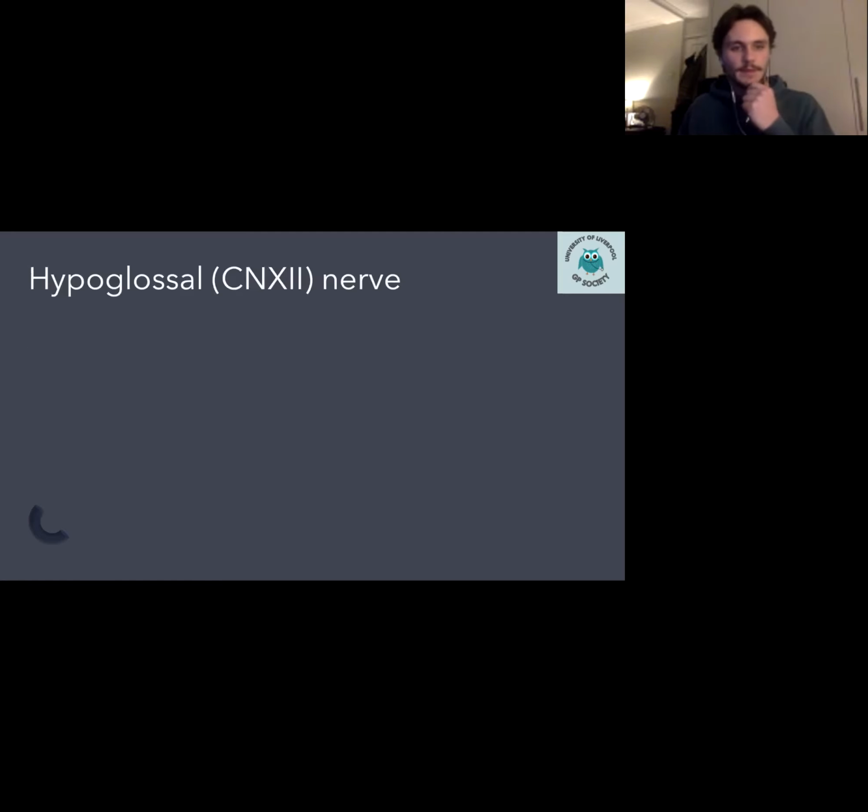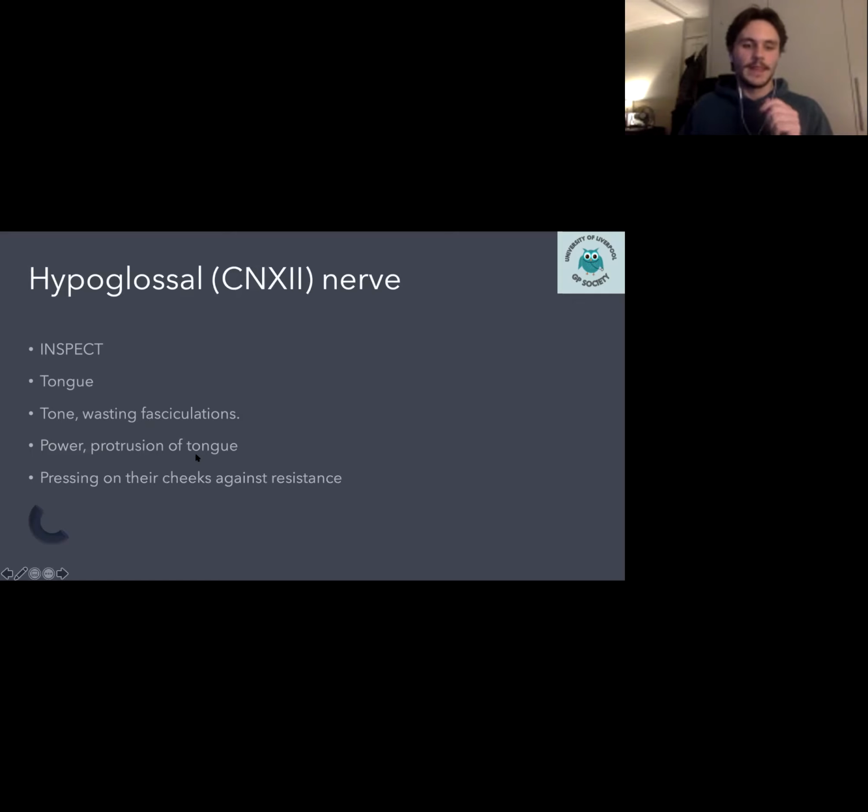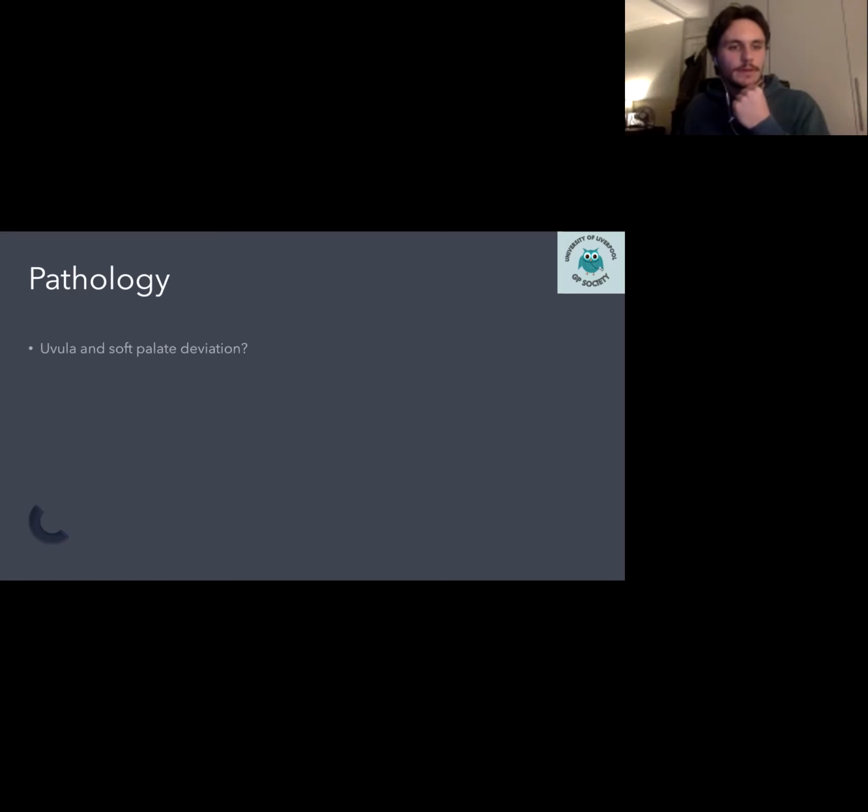Okay, hypoglossal nerve is the final nerve. So this is, you've inspected the tongue. You want to ask them to protrude the tongue, make sure that it's not leaning or deviating to either side. You might be looking for the tone, any wasting of the tongue. And this is where you do the protrusion of the tongue, and then asking them to press on each cheek, like such. And you're just pushing on the tongue, making sure that the power is equal on each side.